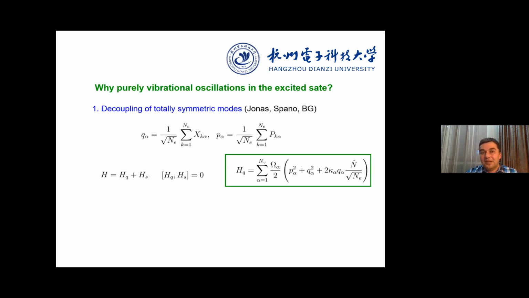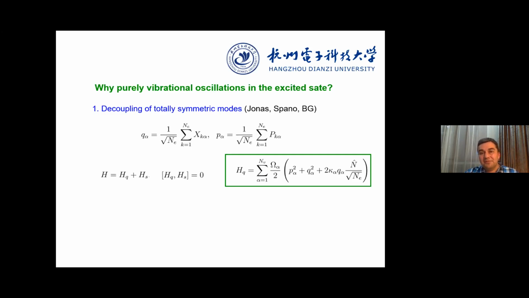I just remind you that these oscillations are in the excited electronic state. People detected and simulated many times oscillations coming from the excitonic ground state, when dynamics is purely vibrational, and it is clear that oscillations will also be purely vibrational. But here the situation is different. We are sitting in the excited excitonic manifold. And there are two reasons, basically.